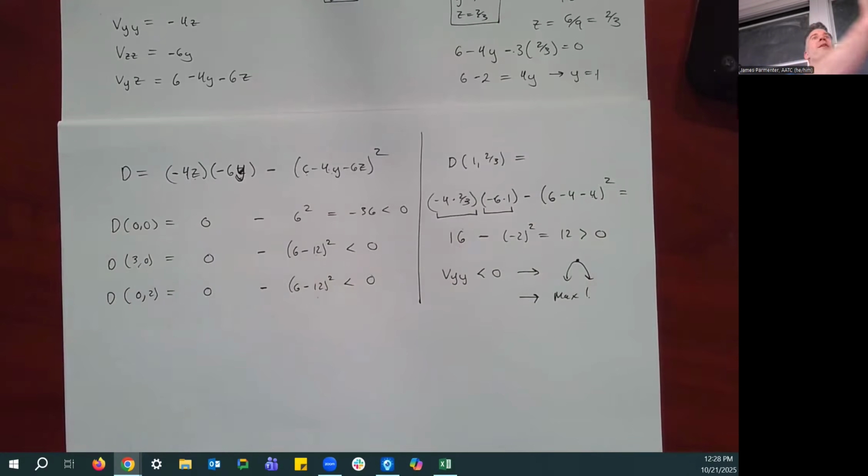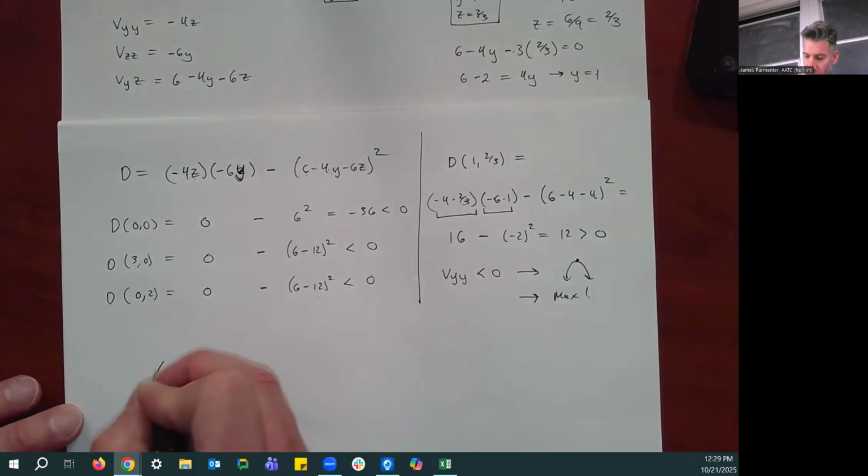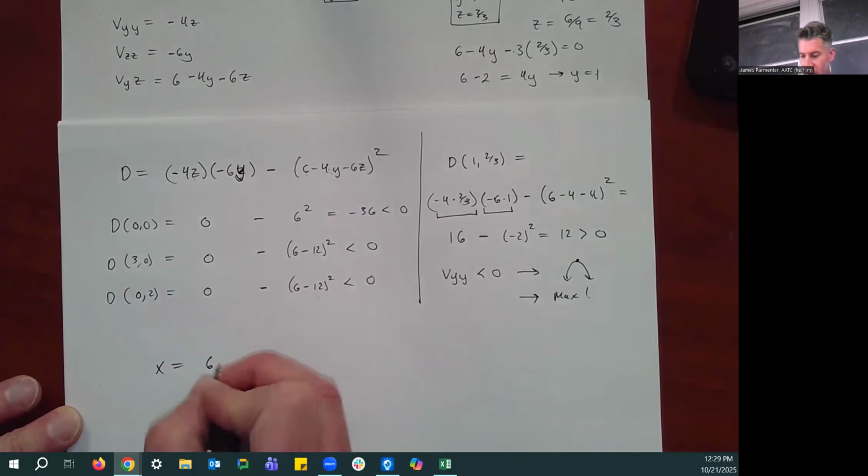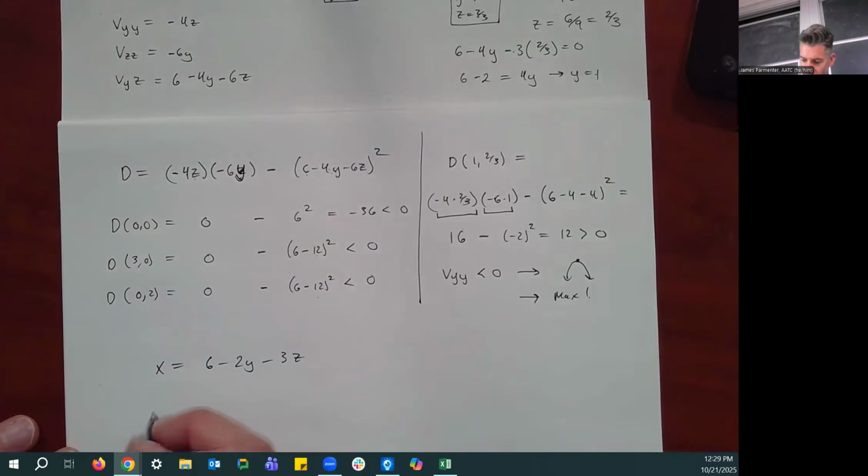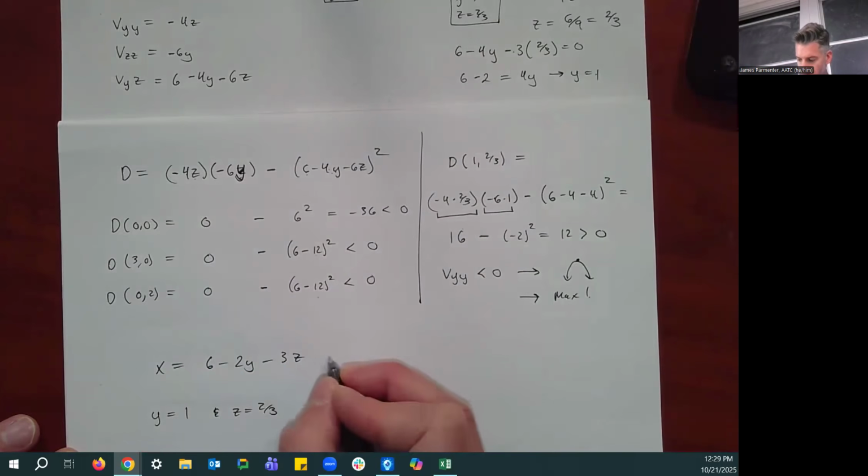And we're not quite done. Because if you go back and read the original question, it said, find the dimensions of the largest rectangular box. We found y and z, but we haven't found x yet. So you have to go back and look at our equation. When we solved for x, it was x equal to 6 minus 2y minus 3z.